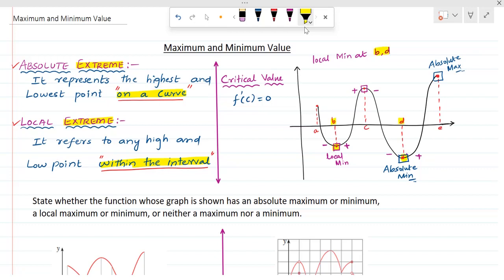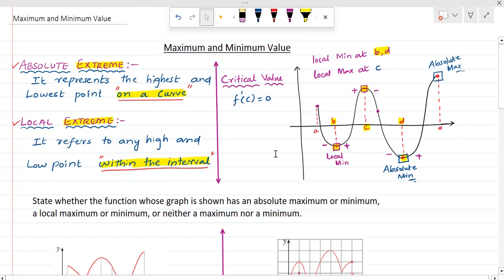Now the next one, the maximum. What is the local maximum? Local maximum at, here you will have only one, that is C. That is my C. I write it at C. And there are two more points here. Suppose you have a point here. These two points are neither maximum nor minimum. So this is the definition of the maximum and minimum.